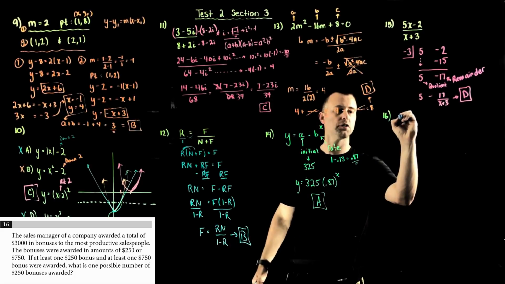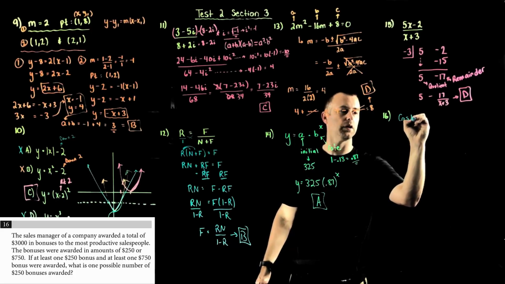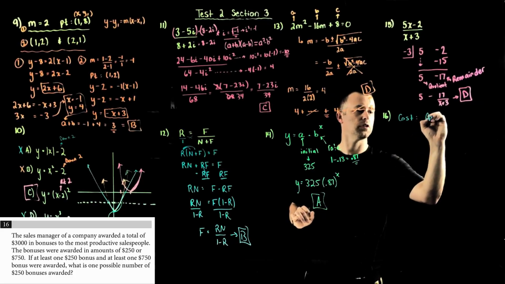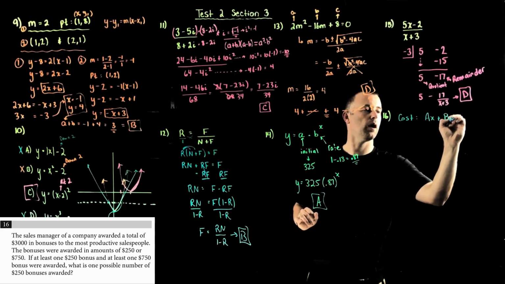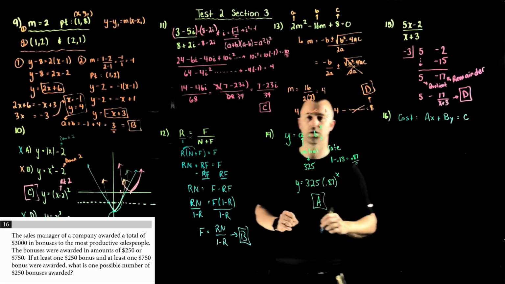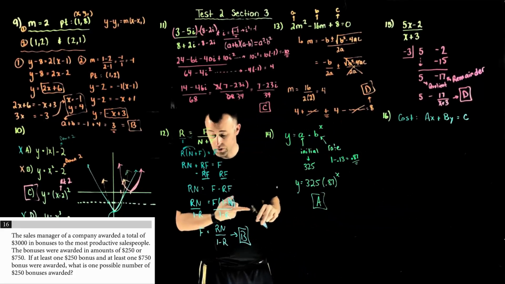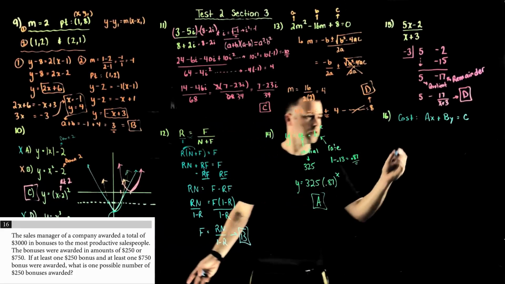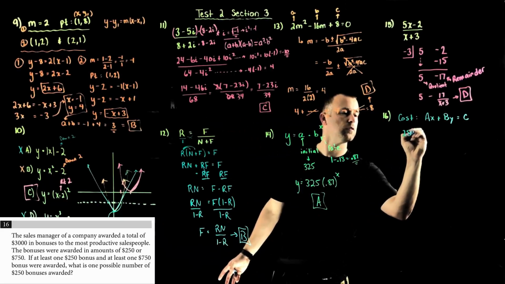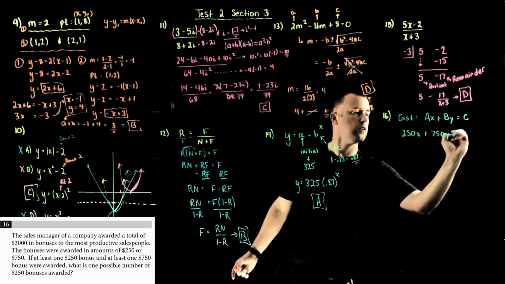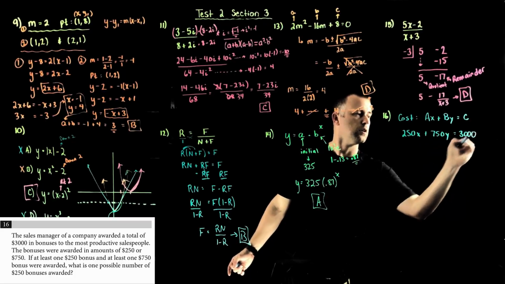So this is going to be one of the popular types of equations on the SAT, and I like to call it a cost equation because it's usually related to cost. It doesn't have to be, but it's a very popular one where it's just AX plus BY equals C. It's your standard form equation. And this one we have two rates, and it adds up to 3,000. So we have 250x plus 750y equals 3,000. So that's your equation.